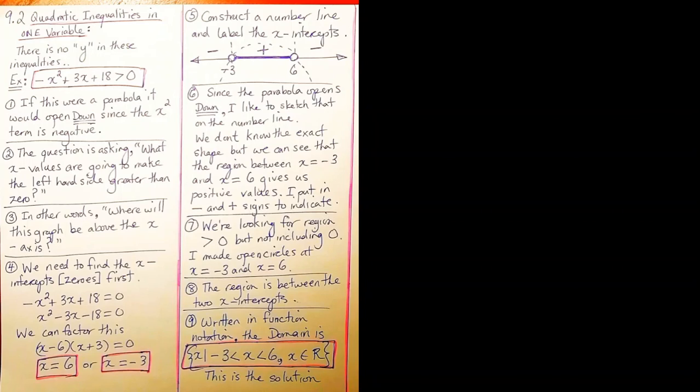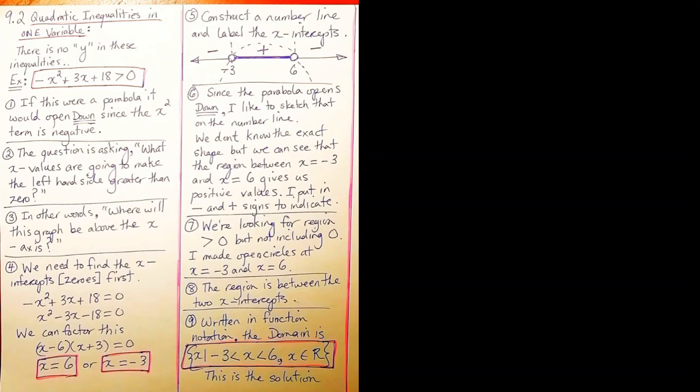Quadratic inequalities in one variable. So these are quadratics, but they don't have the y in them. What you see here on the left-hand side is a quadratic, and what we want are all of the x values that, when you plug them in, will give you an answer that's greater than 0.